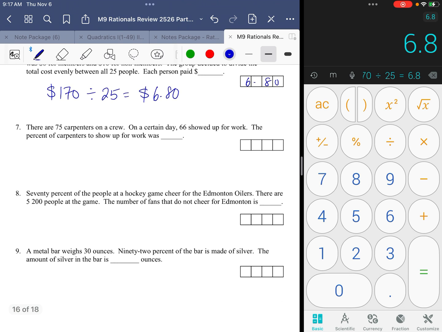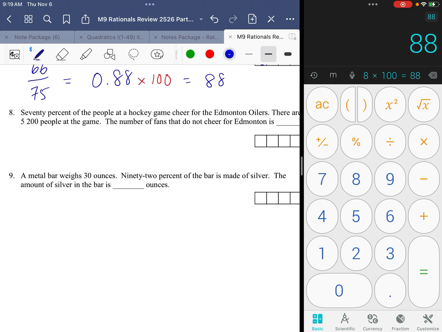75 carpenters on a crew, 66 showed up for work, so we got 66 out of 75 showing up. 66 divided by 75, that's 0.88. That's our decimal version, and if we want to change to a percent, you multiply by 100. So that gives us 88% showed up.